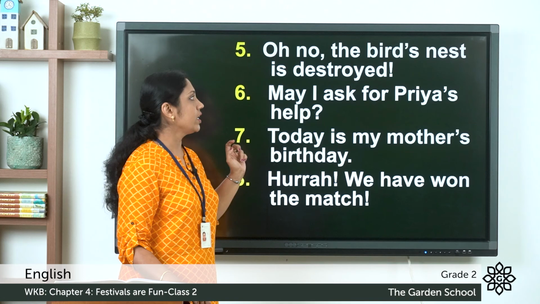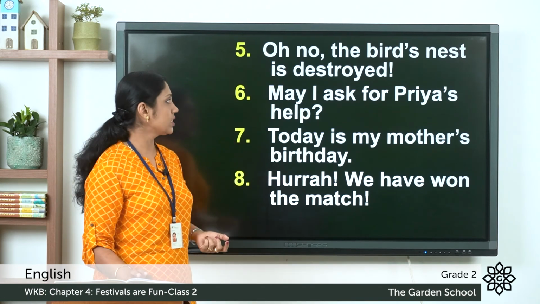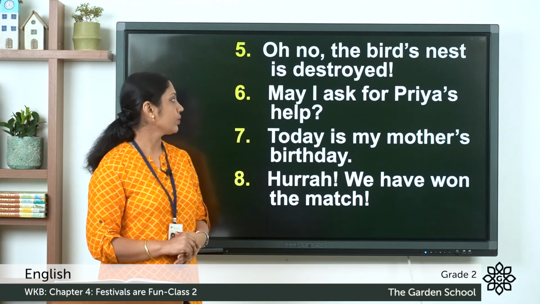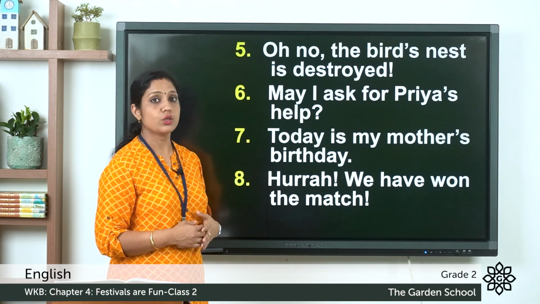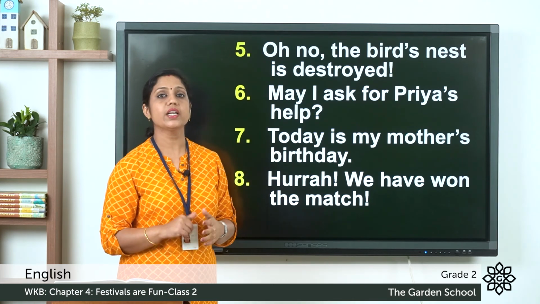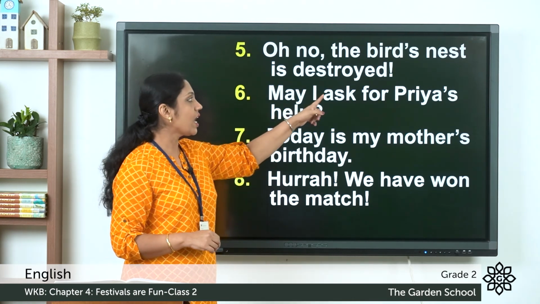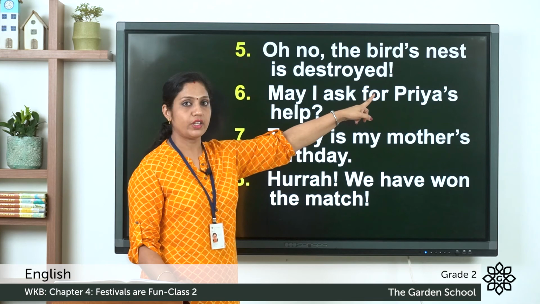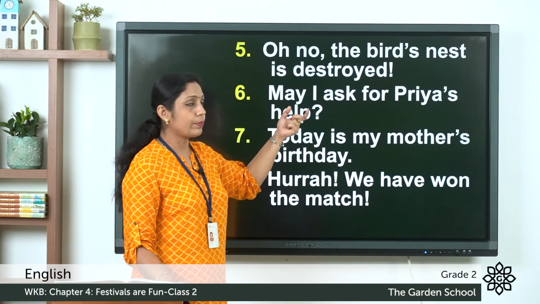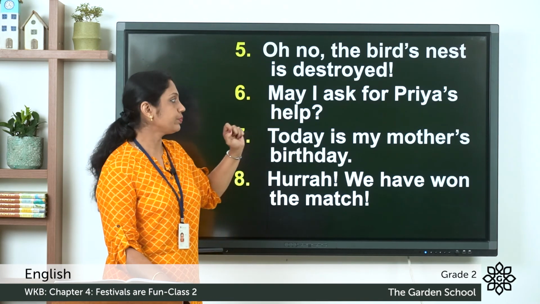Bird's nest is destroyed. The sixth question, may I ask for Priya's help? That is a question being asked. So may I ask for Priya's help? And the letter I should be written capital. So may I ask for Priya's, apostrophe there after Priya. Priya apostrophe S. May I ask for Priya's help, and a question mark.